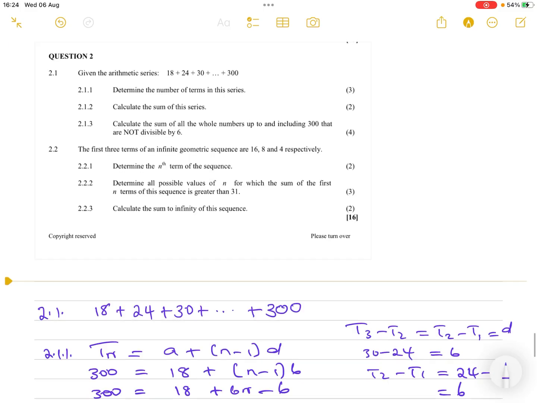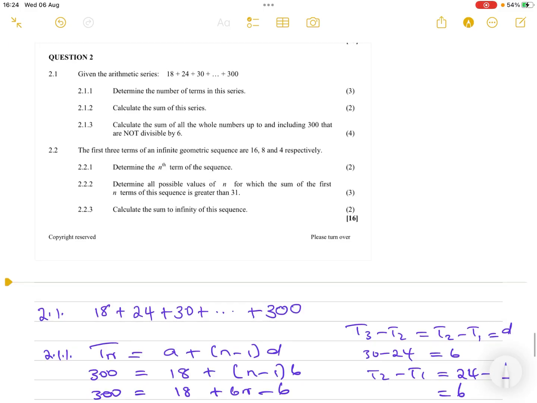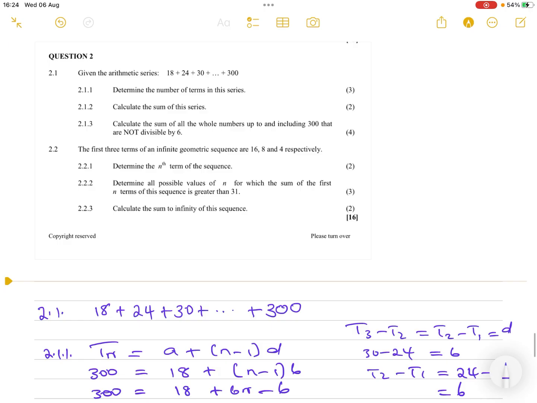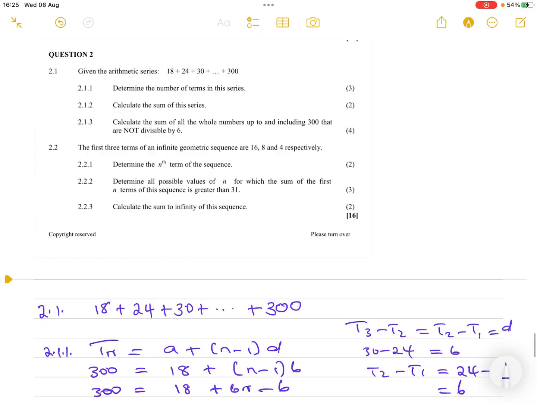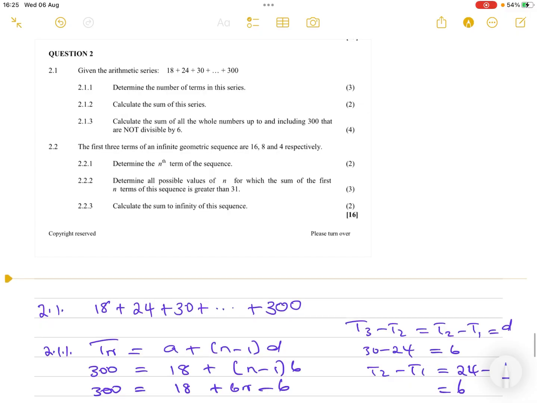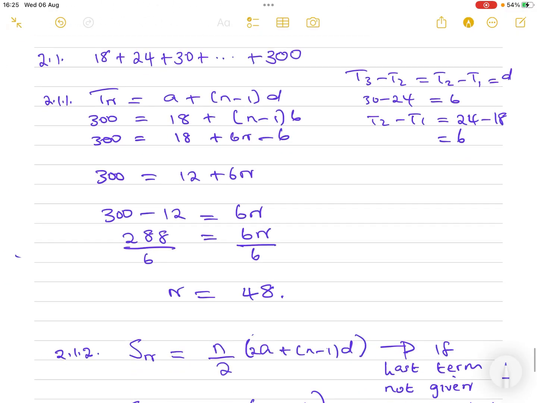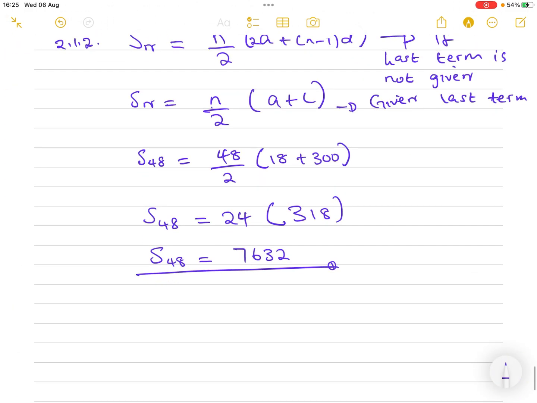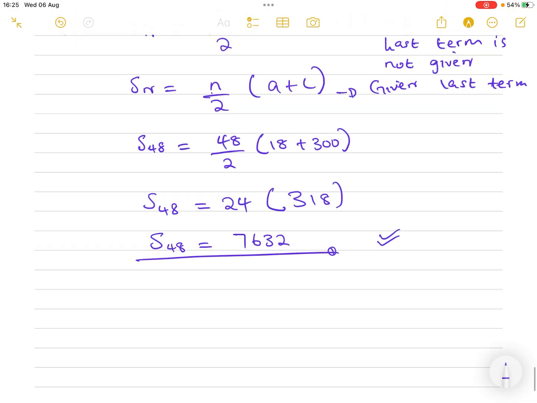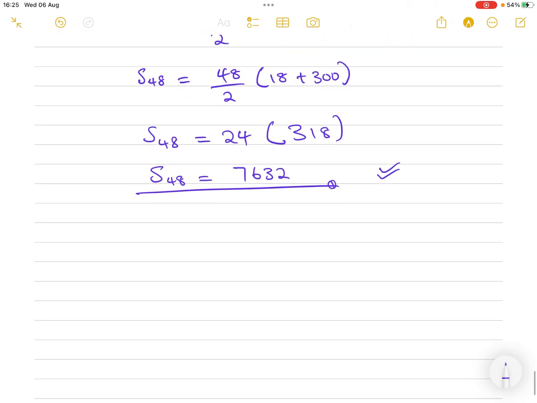By 6. So what we know is that 300, as the last term, is divisible by 6, and 300 is included. That means we are counting from 1 up to 300. In our case, we are no longer going to work with this sum of the terms, but we are going to include all terms when we talk of whole numbers. Okay, so let us go into details here.